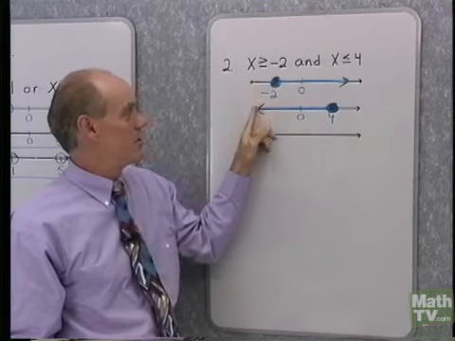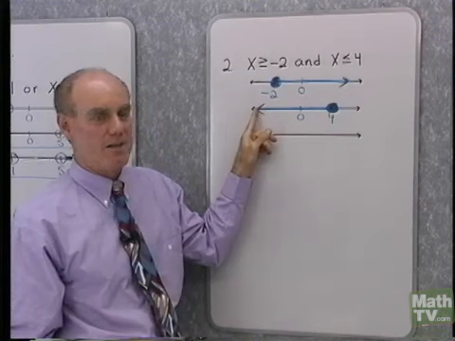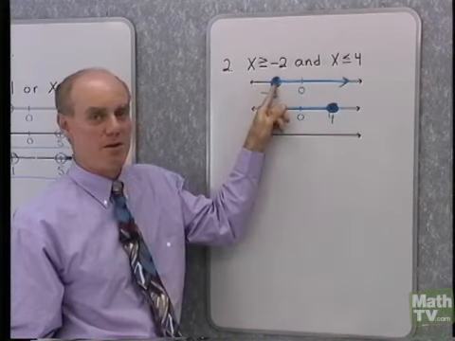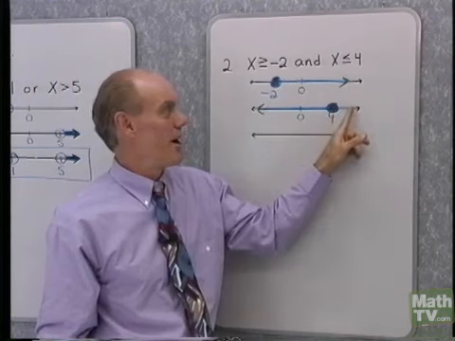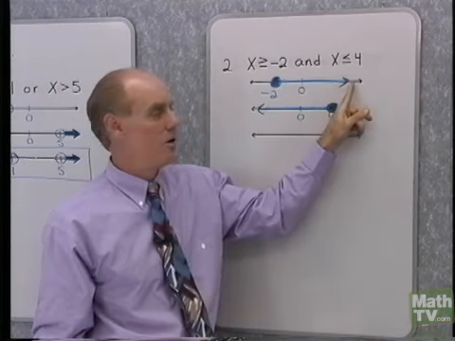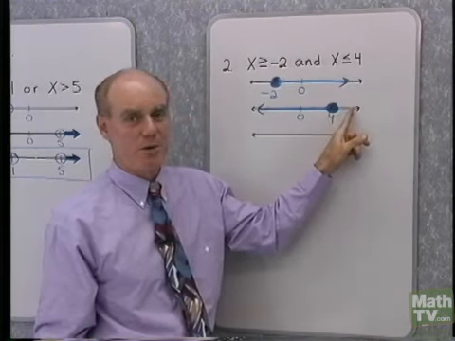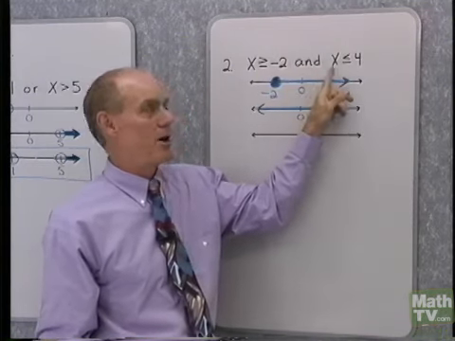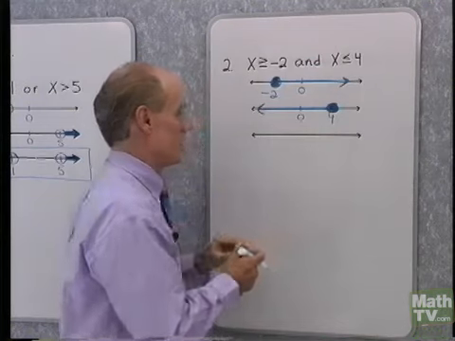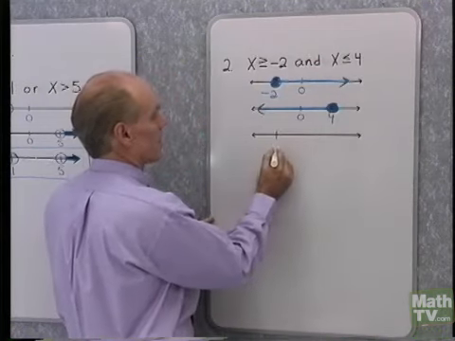If I'm over in this region right here, I have numbers that are less than 4, but they're not also greater than or equal to -2. And if I'm in this region over here, I have numbers that are greater than -2, but they're not also less than or equal to 4. So when my connecting word is and, what I do is graph the part that's common to these two inequalities. So the graph I'm looking for looks like this.